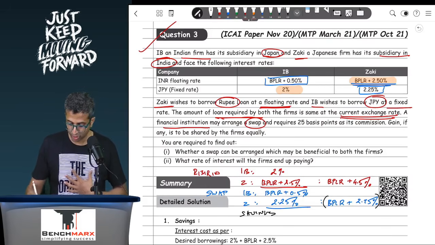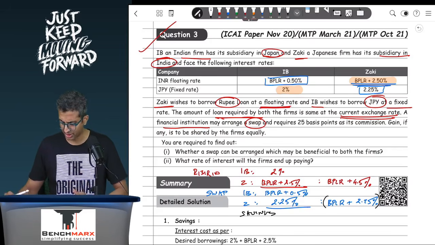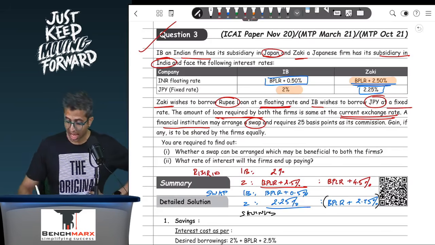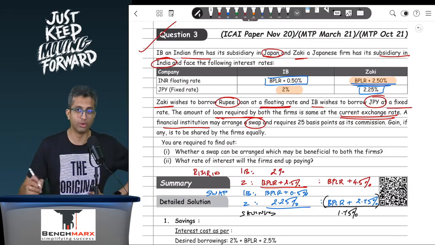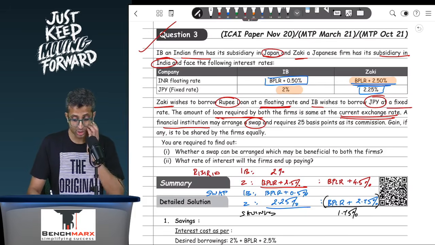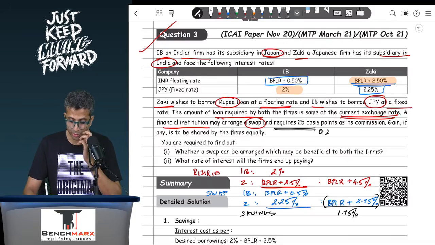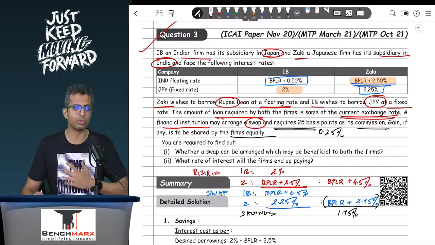If I enter into a swap, combined can be borrowed at 2.75% plus BPLR, as opposed to BPLR plus 4.5% if they do a direct borrowing, and hence the savings would be 1.75% overall. Acha, a financial institution may arrange a swap which requires 25 basis points, that is 0.25%, as commission. Gain, if any, is to be shared by both the firms equally.